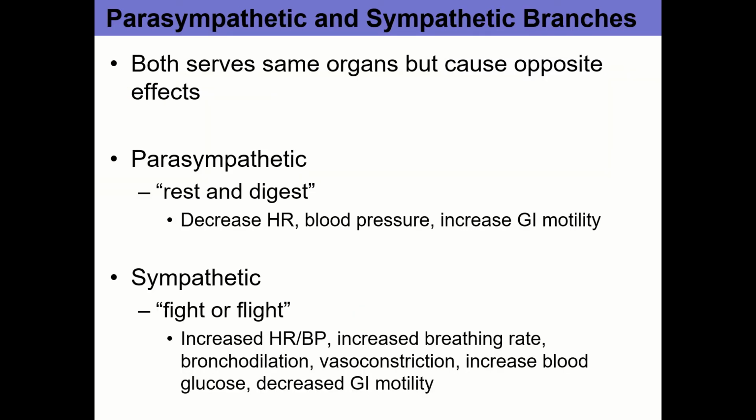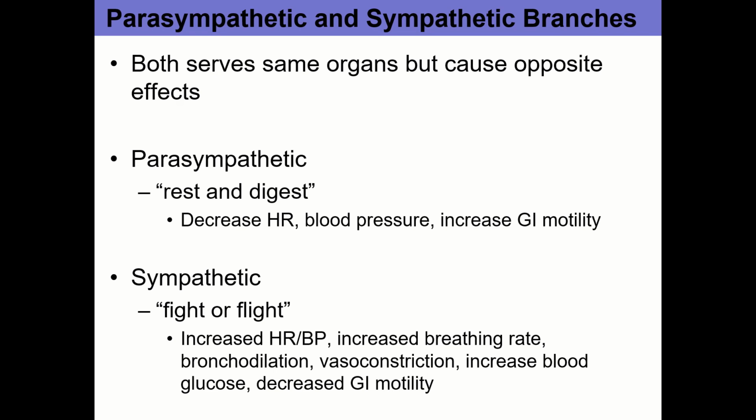All right. So as mentioned, well, actually, I didn't talk about this yet. So never mind. Not as mentioned. So between the parasympathetic and the sympathetic branches, for the most part, they both serve the same organs, but they cause opposite effects. And so oftentimes they're viewed as being antagonistic to each other, and largely they are.